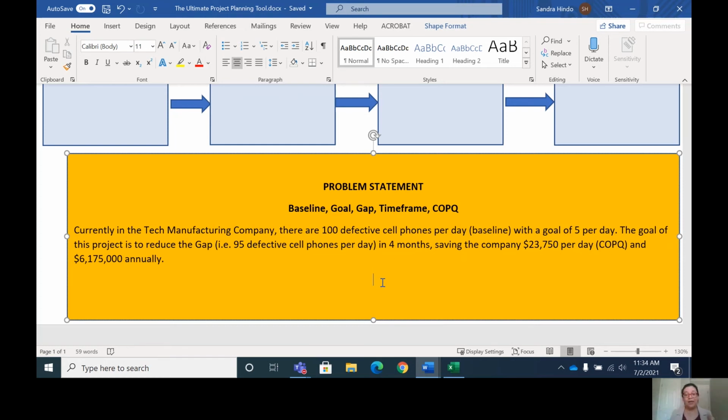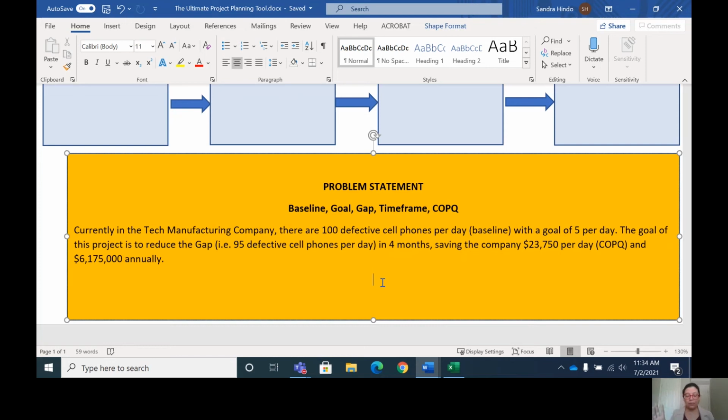There you have it, y'all. If you're ever in a situation where you're confused, you're not sure how to answer what your Lean Six Sigma project is about, go back to your beacon of light. And that beacon of light, friends, is your problem statement.